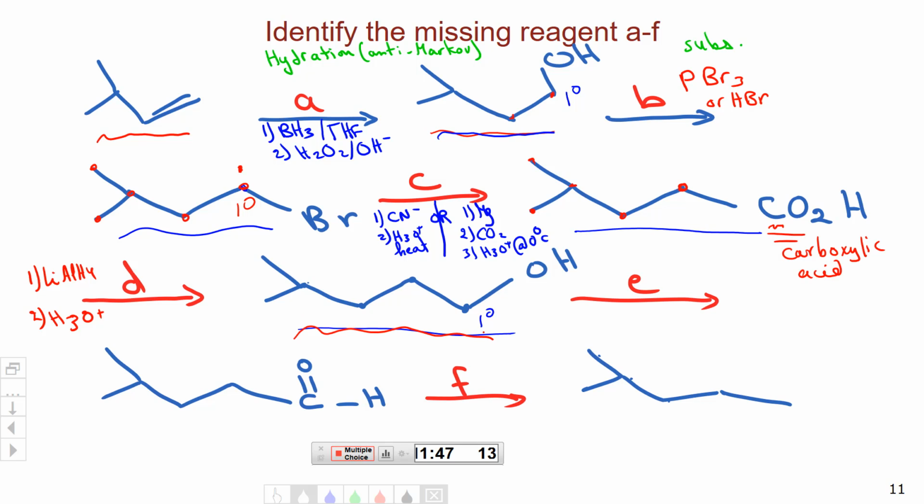Now, going from this compound to this one, there is no change in the number of carbons. Always ask this question, it's going to narrow it down for you. I'm going from primary alcohol to an aldehyde, no change in the number of carbons. So what type of reaction is this? It's an oxidation reaction. I'm oxidizing it. And if I use chromium trioxide H+, I'm going to take it all the way to the carboxylic acid.